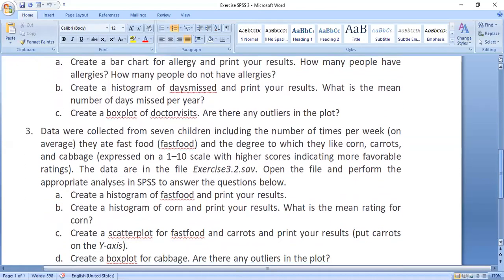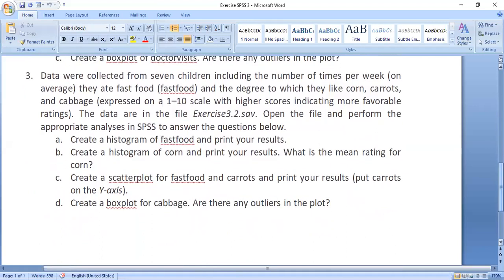So you can see, data were collected from 7 children, including the number of times per week on average they ate fast food. The variable name is fast food, and the degree to which they like corn, carrots, and cabbage, expressed on a 1 to 10 scale, the higher score indicating more favorable ratings. So the data is given in the file, and we have to open the file and perform the analysis.